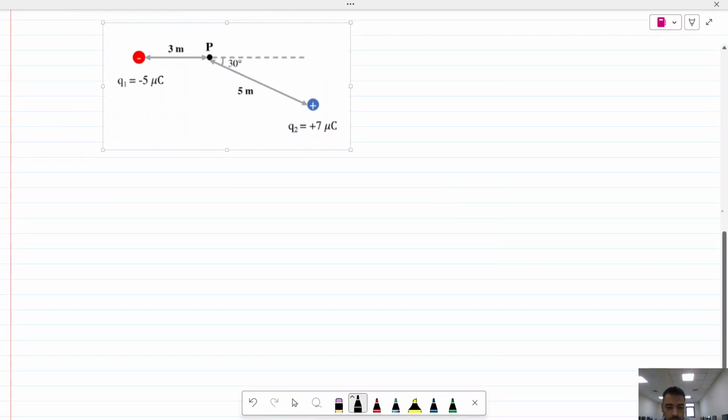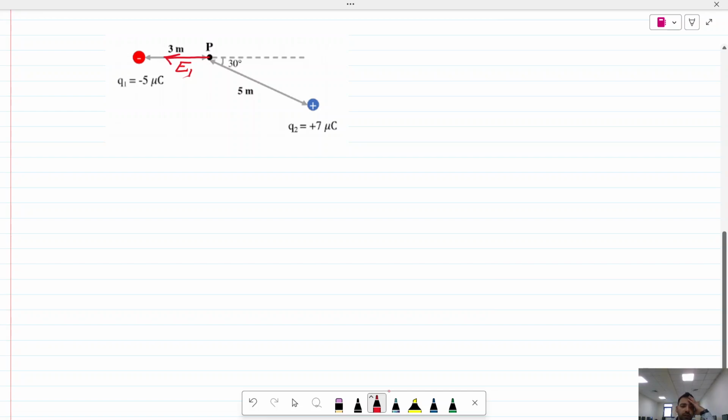First thing, we look at the following. Q1 is negative, and we know that field lines enter a negative charge. So we go to point P and we draw an electric field vector which is pointing towards Q1. We call it E1.